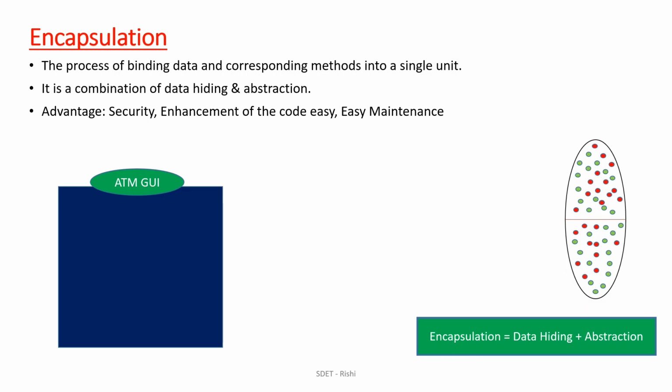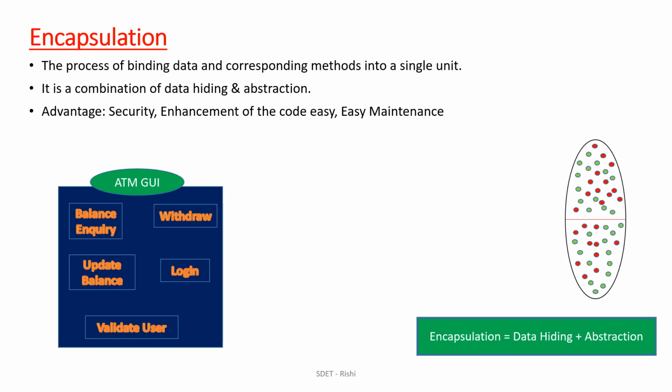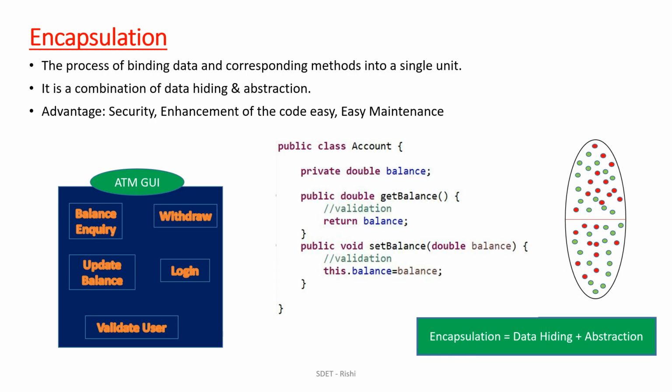Okay, same example, like an ATM GUI with balance inquiry, withdrawal of an amount, or update balance. So in this encapsulation, what are we going to check? Every data member should be declared as private. For example, balance is a double type and we have declared it as private. So I can say that this class is an encapsulated class, without checking the getter and setter methods.